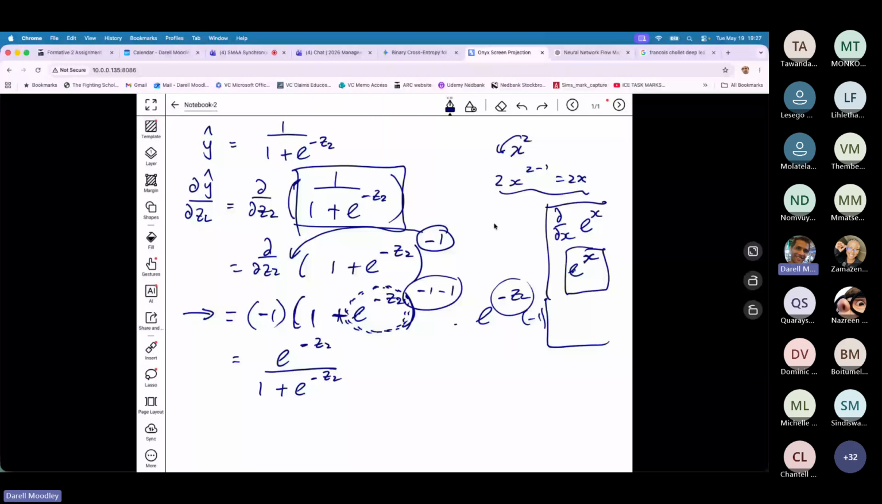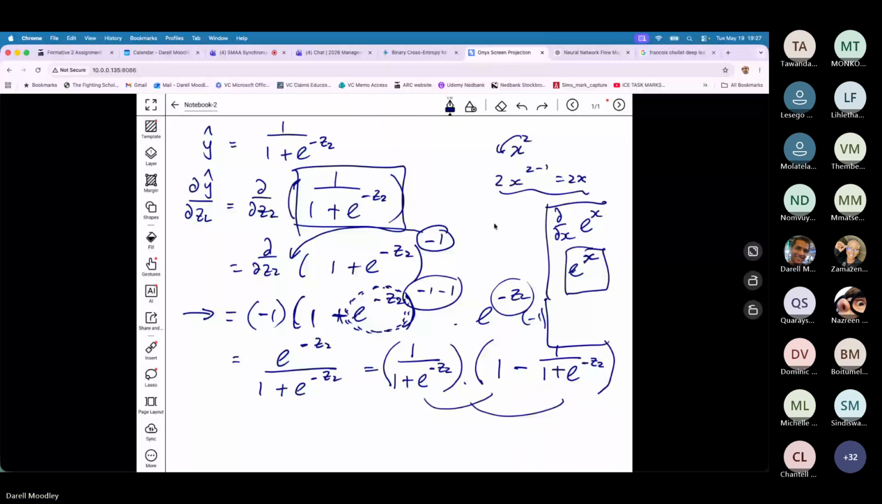I'm going to do a little trick here to simplify this. I'm going to rewrite this as 1 over 1 plus e to the minus z2 times 1 minus 1 over 1 plus e to the minus z2. And there's a reason why I write this like this. This is the same thing. If you don't believe me, you can try it out yourself. Multiply these terms out, and you'll see you'll come back to this here. You can do it as an exercise if you don't believe me. But there's a reason why I did it like this.